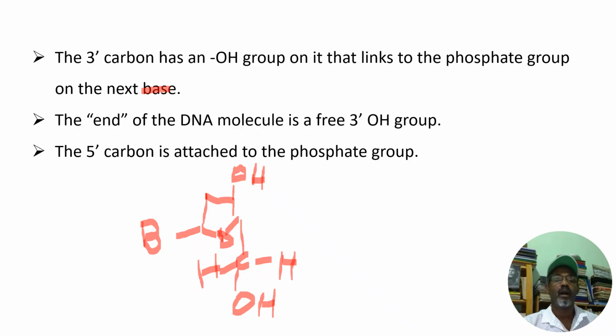Therefore, the end of the DNA molecule is a free 3' OH group. As we move here, at the end there is this type of sugar, and the end is a 3' OH group, a free OH group at the end. The 5' carbon is attached to a phosphate group. Now there is phosphate attached here. Phosphate. Again there is phosphate. If it is the end, it is a free 3' OH.